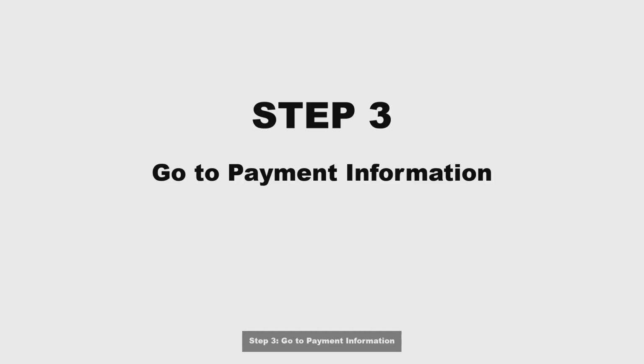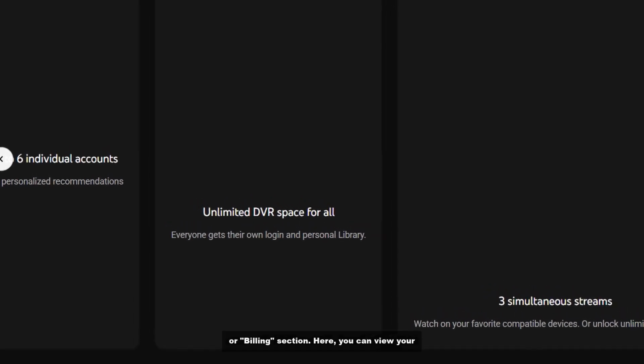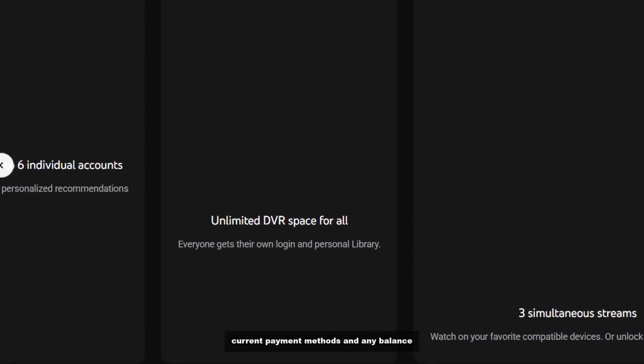Step 3. Go to Payment Information. In the Settings menu, look for the Payment or Billing section. Here, you can view your current payment methods and any balance available for withdrawal.